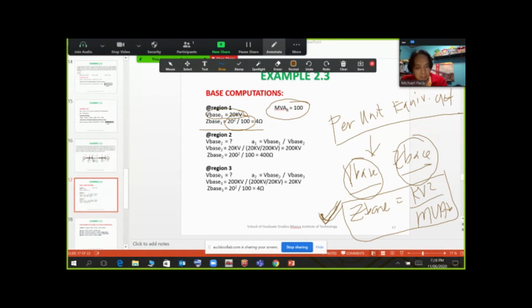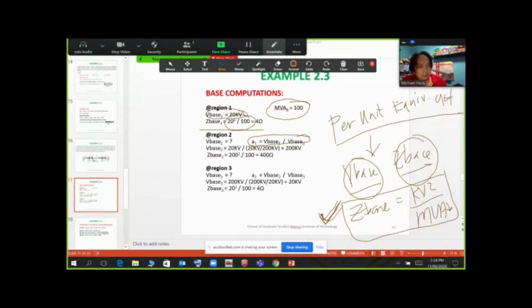And using the transformation ratios, which is a equal to V1 over V2, this can also be applied in terms of base computations. So you can get the base voltage at the second region by dividing V base 1 by a1. And what is a1? The transformation ratio. It can be number of turns, voltage, impedance, or current.